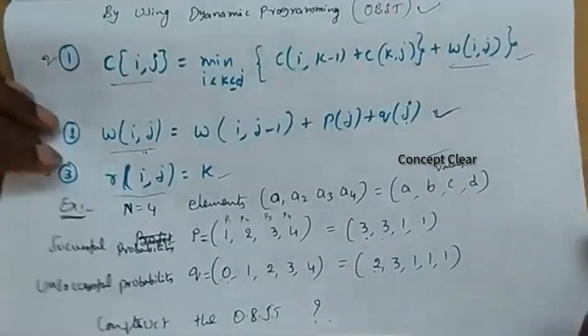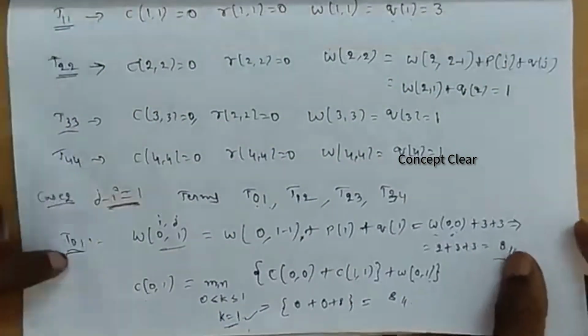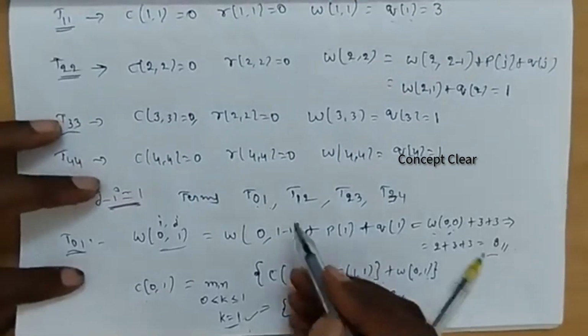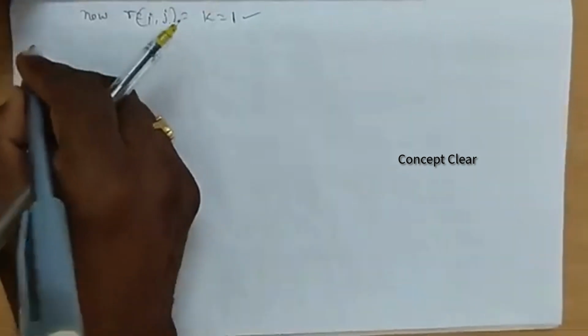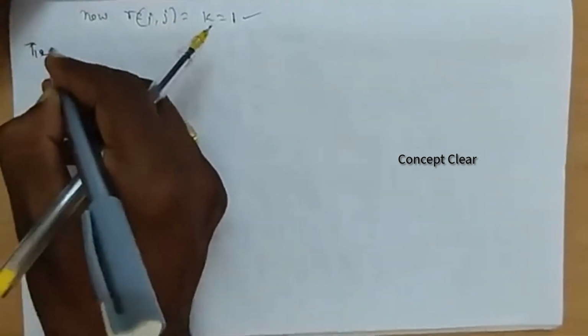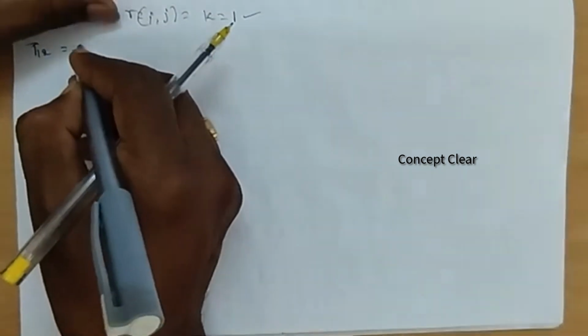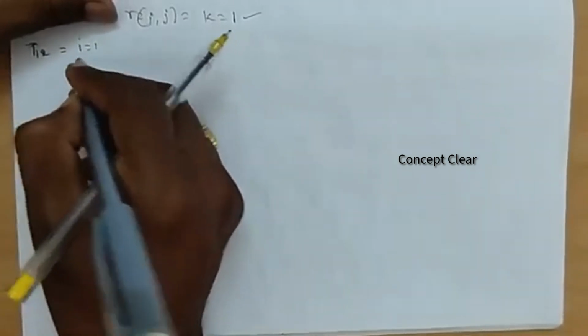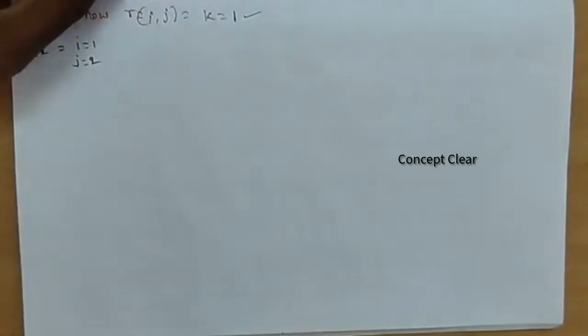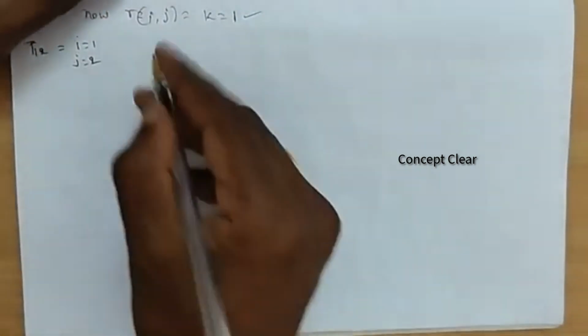Now, in the second case, the first term is completed. What is the second term? T12. So here I have to find T12, where i value is 1 and j value equals 2. Again, we have to use the same formula.